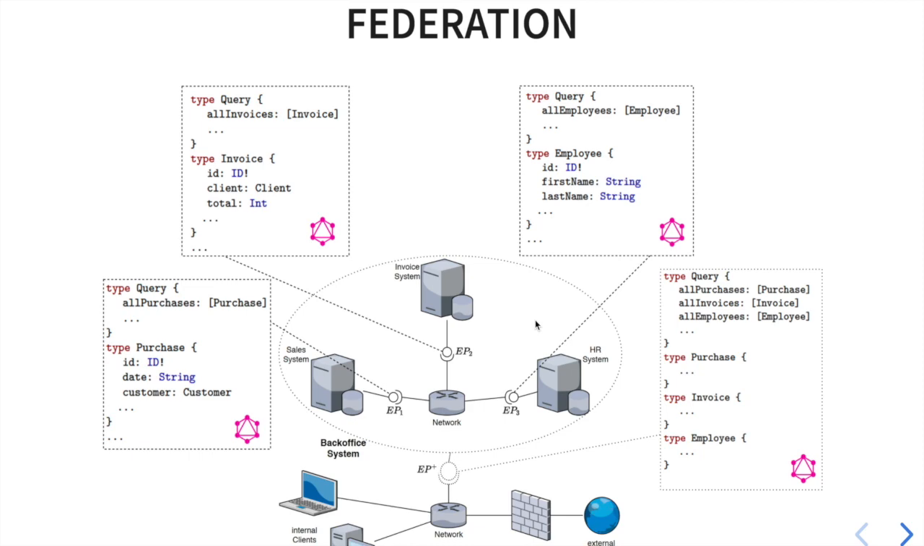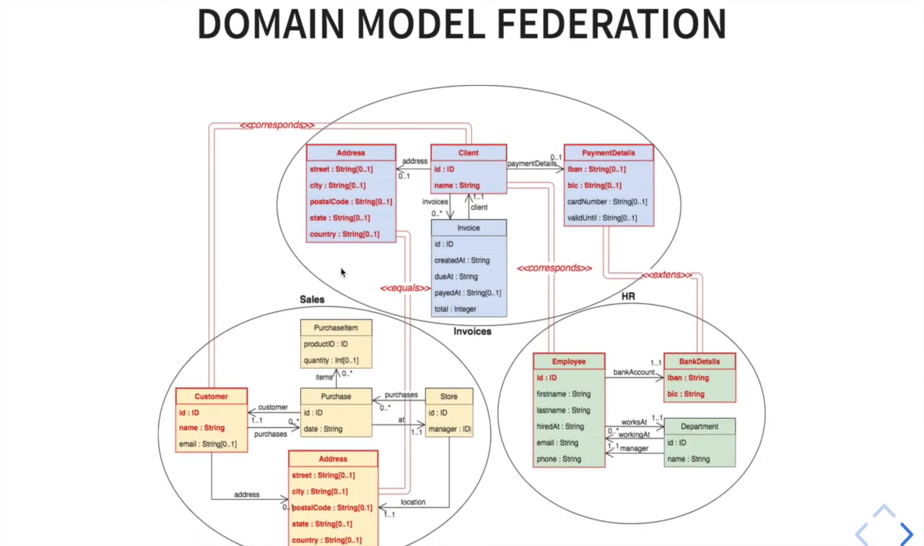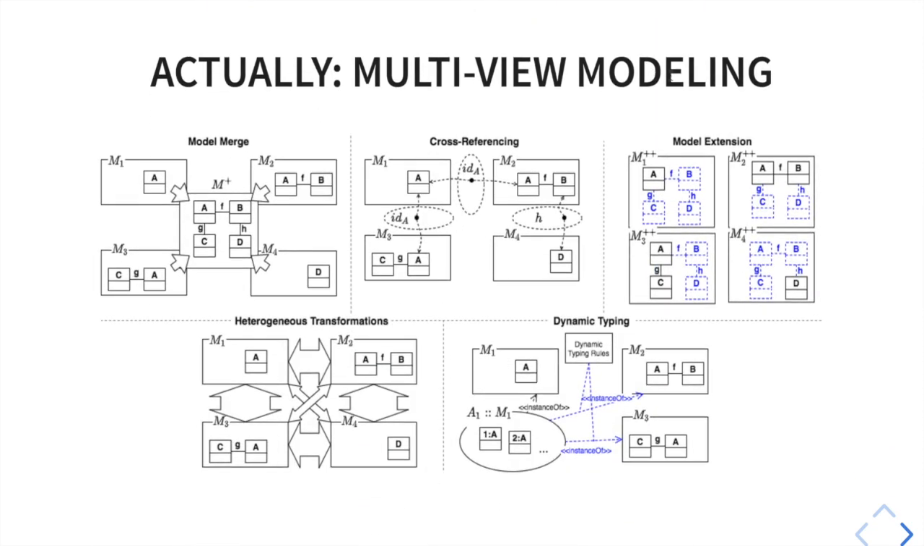Because it's domain model oriented, we can basically look at the domain models. Here we can identify, for example, customers and clients, which basically represent the same entity. We have employees, which might also be clients, and addresses are actually the same. Conceptually, all of this is just an example of multi-view modeling, because we have multiple models or views on the same underlying distributed systems, where a model is represented by a schema and the respective resolvers.